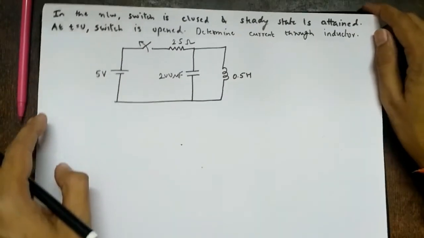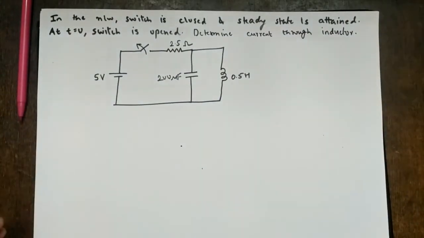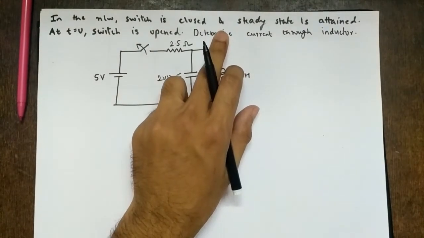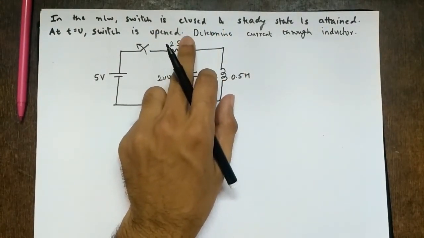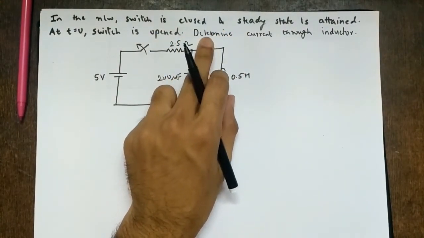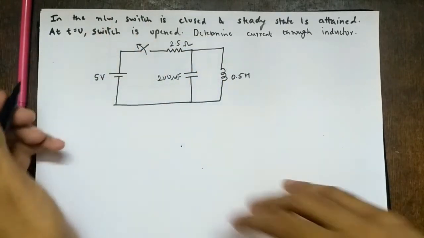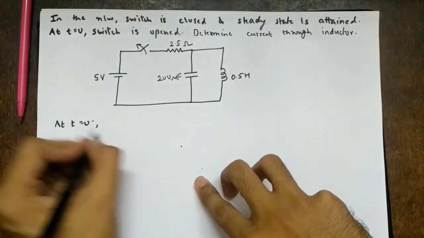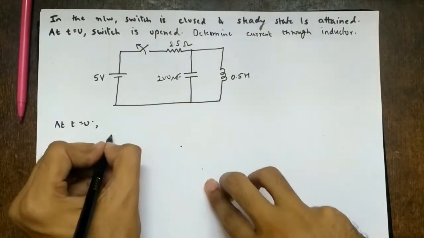So let's proceed to the next sum. It is given in the network, switch is closed and steady state is attained. At t equal to 0, switch is open. Determine current through the inductor. Right. So again at t equal to 0 minus, what is happening here? The switch is closed. Right. So how will the circuit look like?